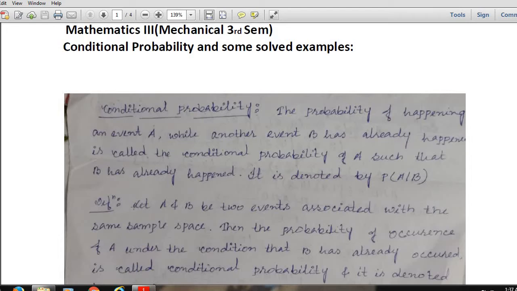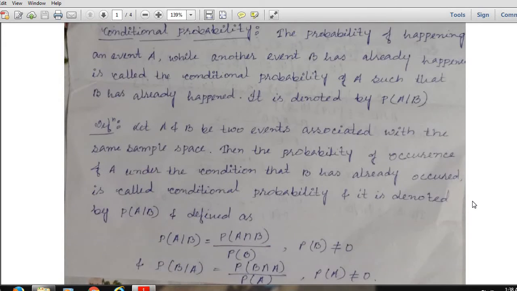Now we are going to discuss conditional probability. The probability of an event A happening while another event B has already happened is called the conditional probability of A such that B has already happened. It is denoted by probability of A given B. Let us take the classical definition of conditional probability.